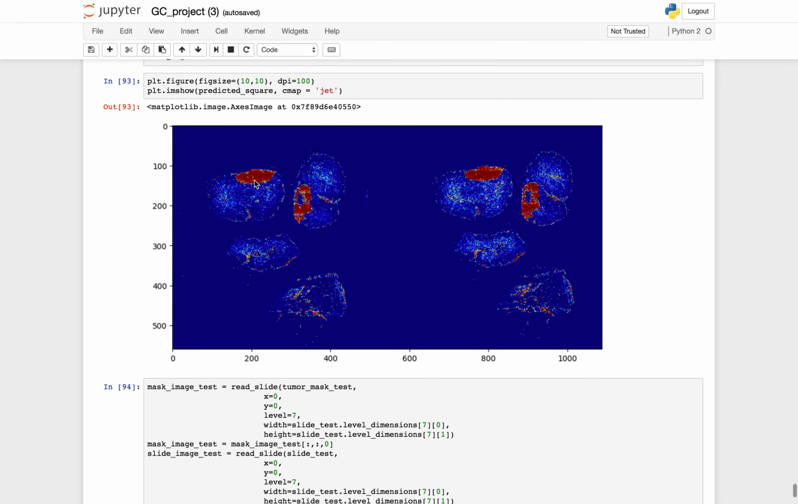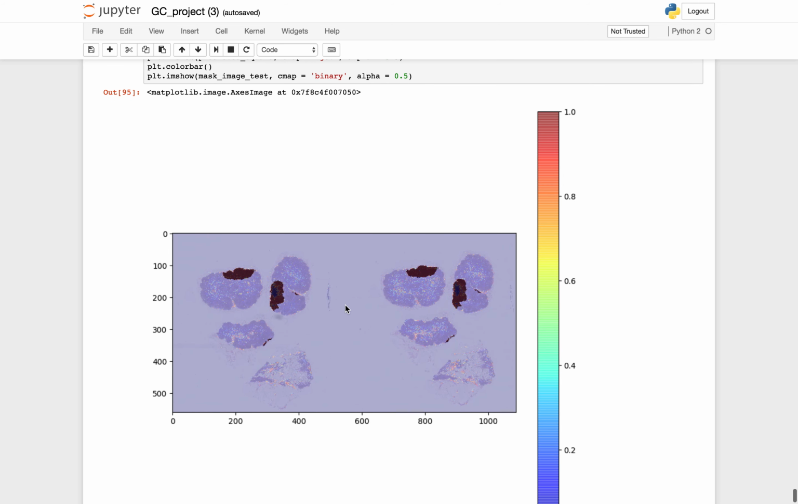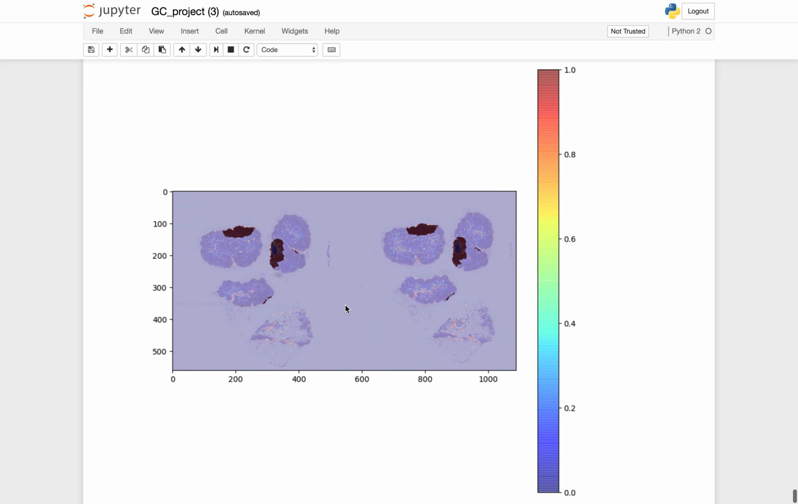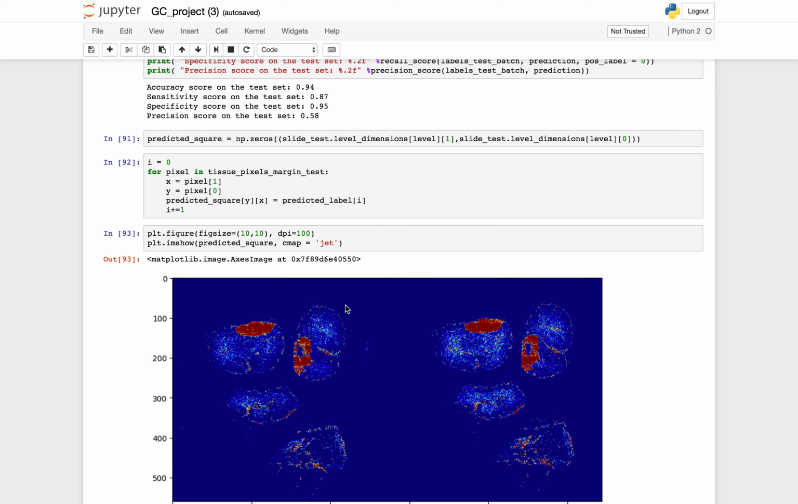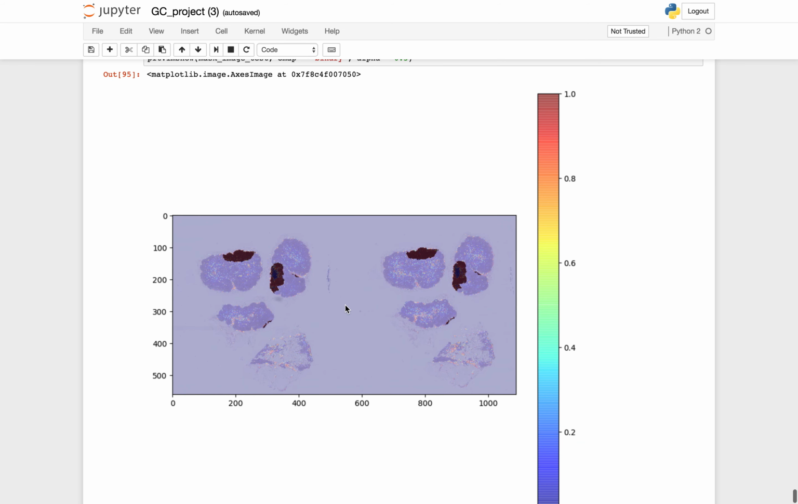So as you can see, the main tumors are identified, but also these little things here get labeled rightly. There is a little bit of noise in our prediction as well, all these red points here and there. But overall, it works really well, and so we were able to achieve an 87% sensitivity and 95% specificity with a model on the test set for this project.